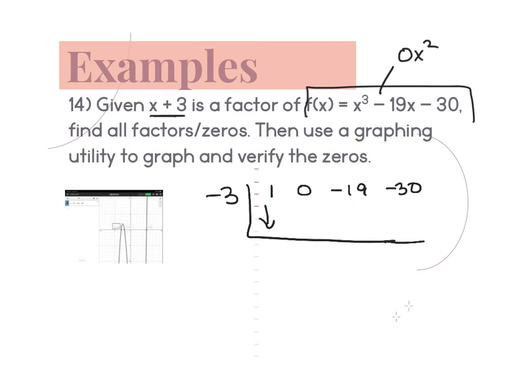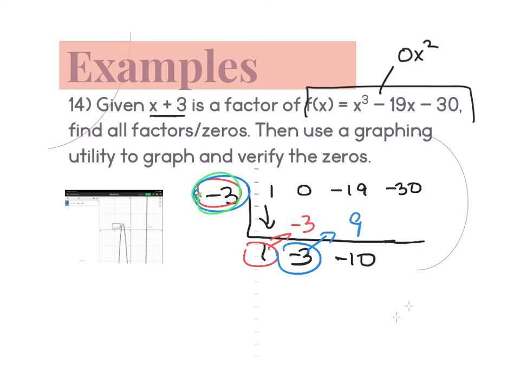Bring down the first coefficient, multiply, add the column, multiply again, add the column, multiply again, add the column. Now, if we did not get a 0 in this last spot, then we would have had to pick another number, or we did something wrong.